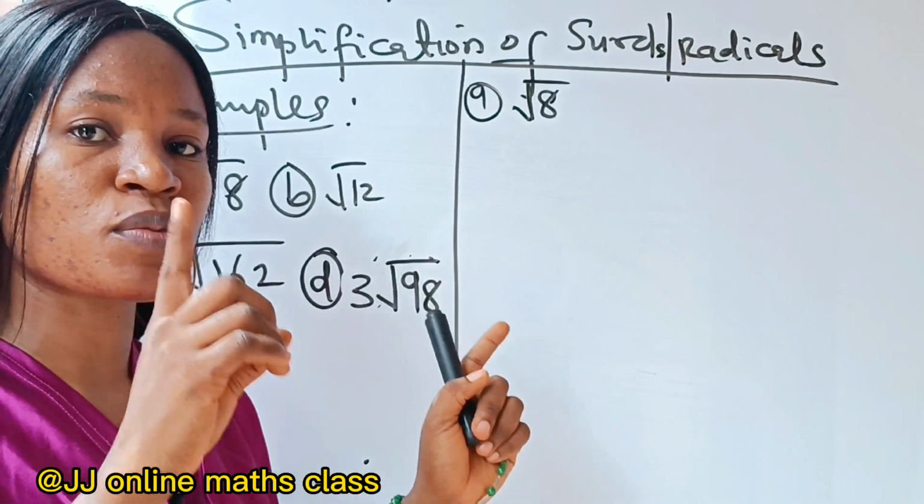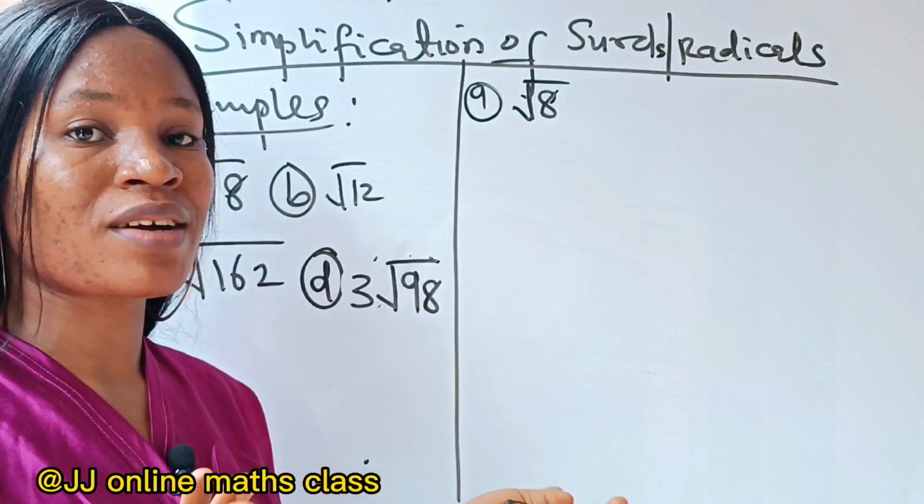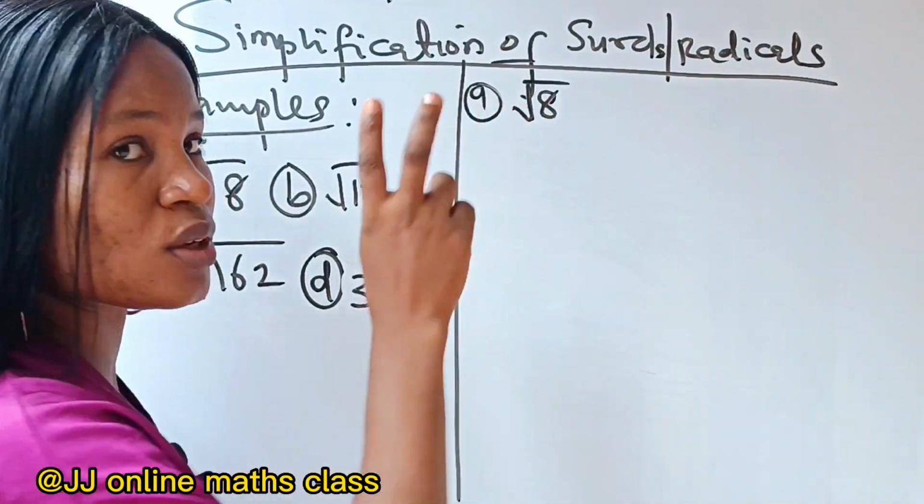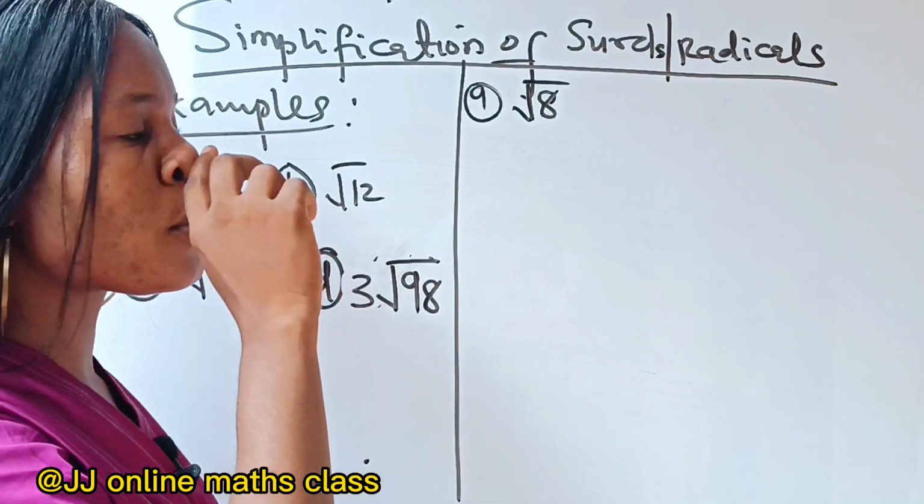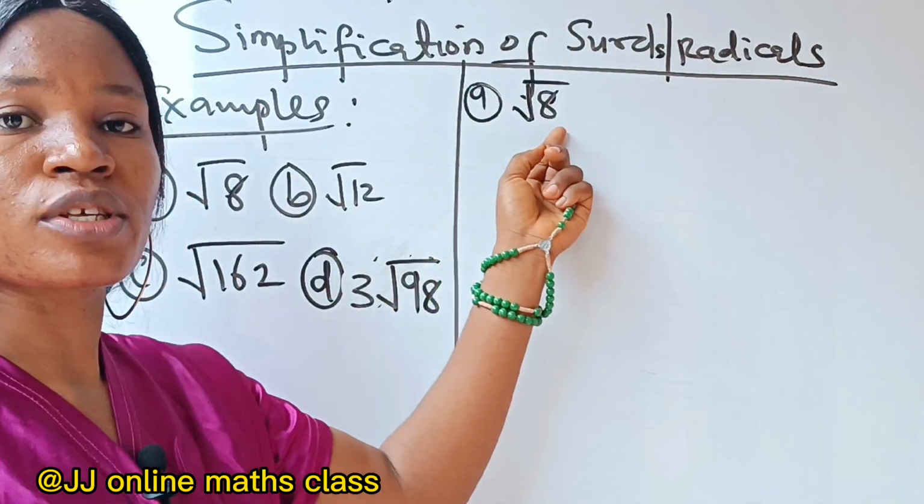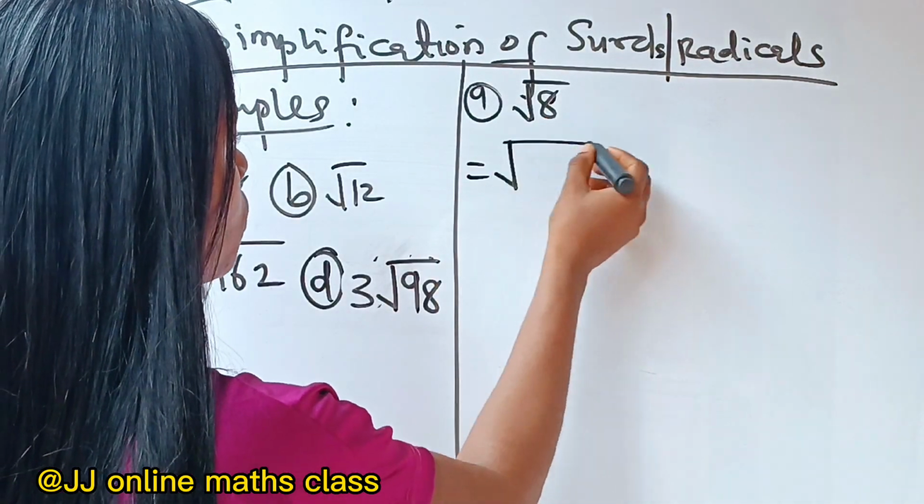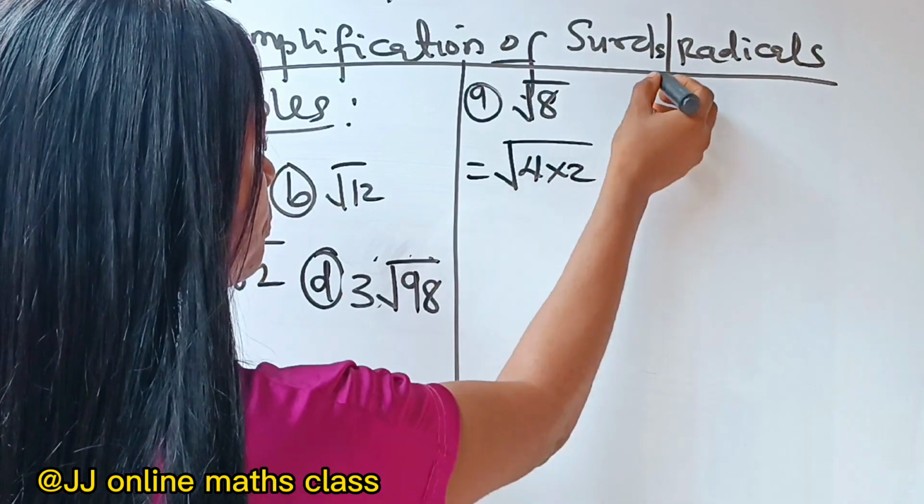One of those factors must be a perfect square. What are factors? Factors are the numbers that when you multiply together you get 8. That is what I mean by two factors. Now, one of them must be a perfect square. So in this case, we can use 4 times 2.